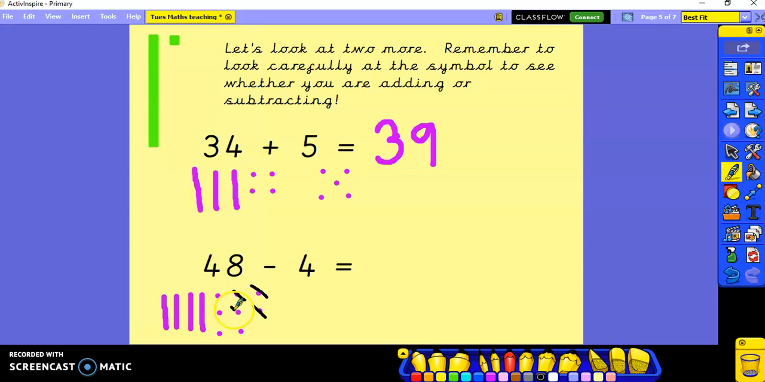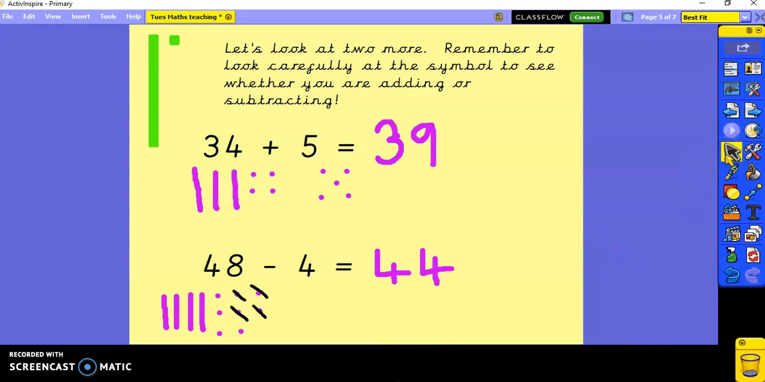So cross out 1, 2, 3, 4, and let's count up what the answer is. How many have I got left? I've got 10, 20, 30, 40, 41, 42, 43, 44. The answer is 44. So well done to everybody who managed to work out those answers correctly.